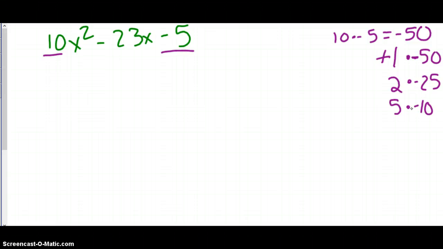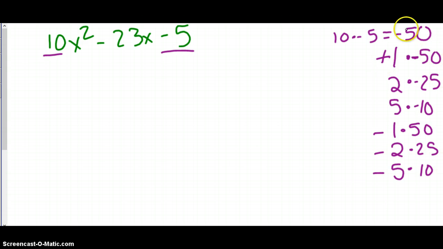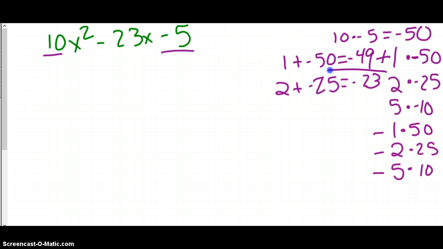So we actually have to also reverse this list by changing the signs. It could also be negative 1 and 50, negative 2 and 25, and negative 5 and positive 10. All of those would make negative 50. So now we're still going to go check by adding, like we'd add 1 plus negative 50. That would be negative 49. 2 plus negative 25 is negative 23. Good, that's the one we need.